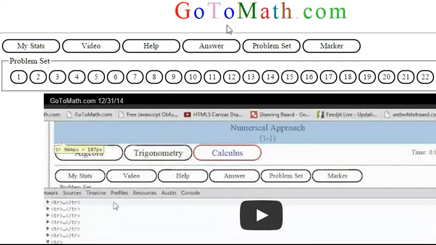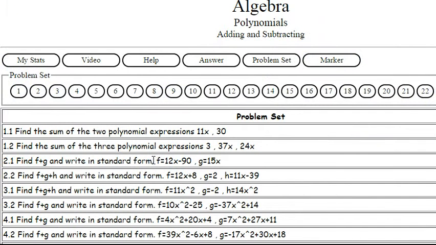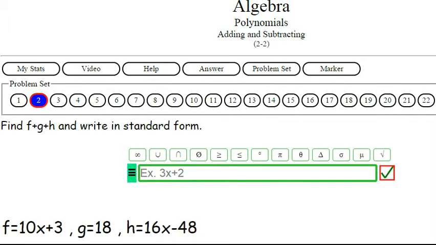Okay, we're over here at gotomath.com. Go up, click algebra, and let's go down to adding and subtracting. 2.2, I believe. Alright, so let's write this one down. F is equal to 10x plus 3. G is equal to 18. And H is equal to 16x minus 48. Spend 30 seconds doing that.